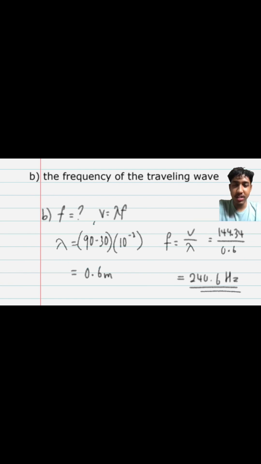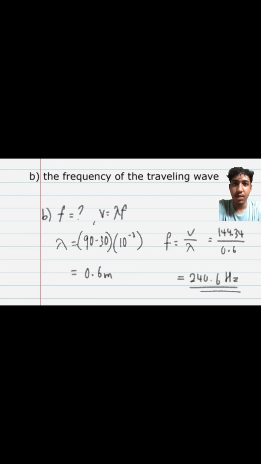The value of V, which is the speed of the travelling wave, has already been calculated in part A, which is 144.34 meter per second. Now all we need to find is the value of the wavelength. In order to find the wavelength, we have to divide the distance into 3 parts, as the diagram involves 3 parts of half oscillations. A wavelength is equal to 1 full part of oscillation.